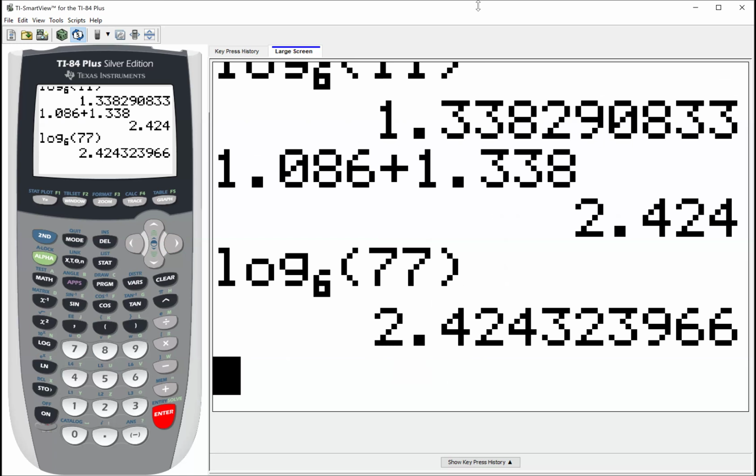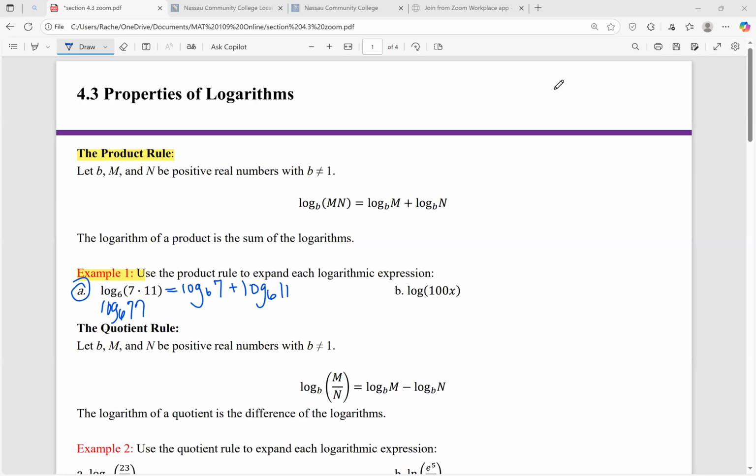So let's go back to the worksheet. So B says log of 100 times x. So we could rewrite that as log of 100 plus log of x. And we could actually simplify log of 100, right? Isn't log of 100 just 2? Because it's 10 to the what power gives us 100? It's 2. So this is equivalent to 2 plus the log of x. So that's how we use the product rule.